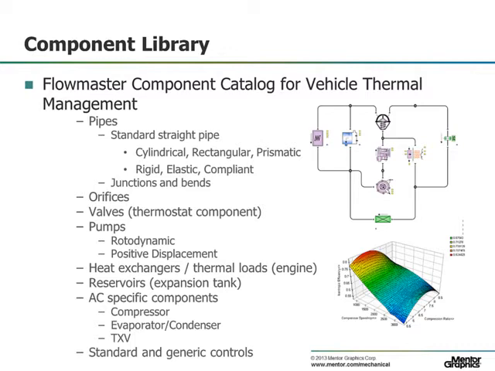Other components include an AC-specific catalog, which contains components for the compressor, evaporator, condenser, thermal expansion valve, and receiver dryer. Flowmaster also contains components that can be used to implement control logic or custom algorithms into a network, as well as enable real-time result plotting.